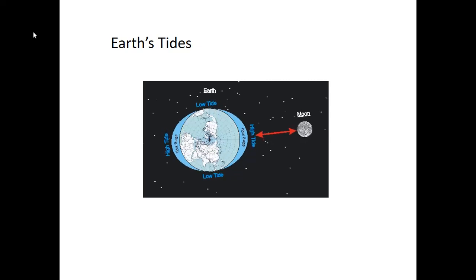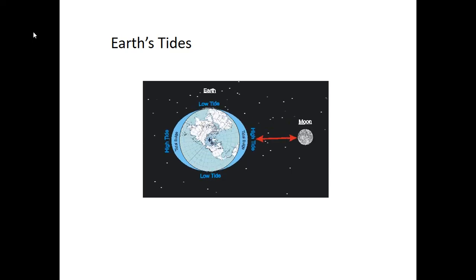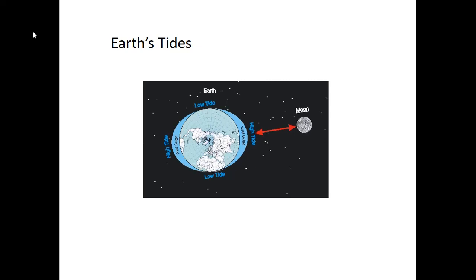And this is why if you go to the beach and you look at the tide schedule, it's not the same every day, because the moon is revolving around the Earth, which changes the position of the tidal bulge every day.